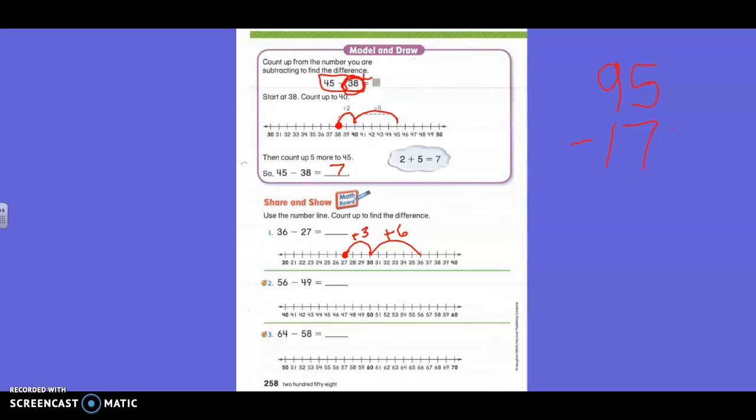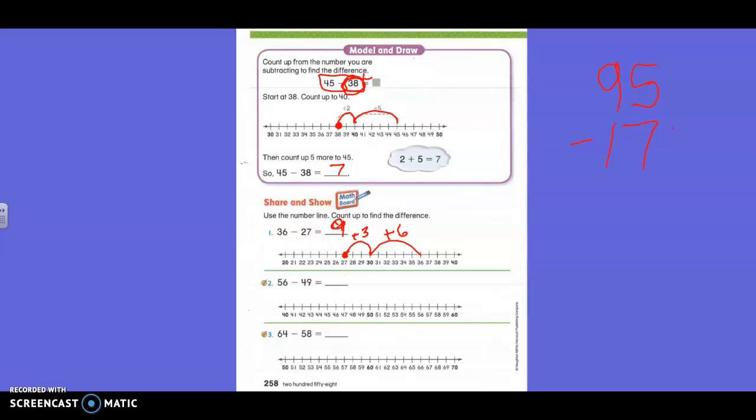Now, just look at your 2 numbers on top. What do they equal if you add them together? 6 and 3. What do they equal if you put them together? 6 plus 3. Oh, I'm sorry, I'm giving the answer here. 6 plus 3, what is it? 9. Okay, so 36 minus 27 is 9.